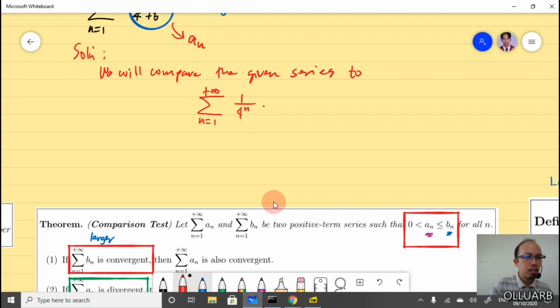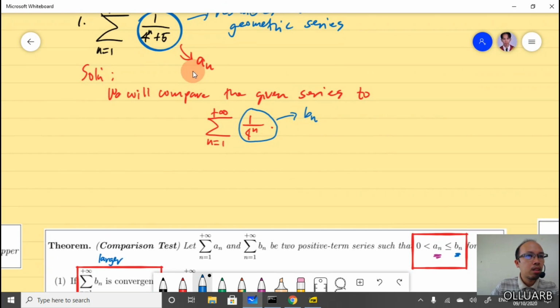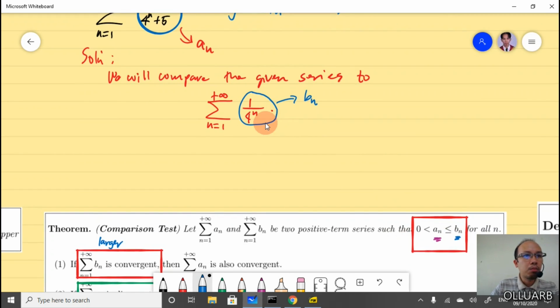And now this is our b sub n. I was confused before about whether to choose the notation b sub n or a sub n for the given series, but when I analyzed it, the given series must be a sub n.